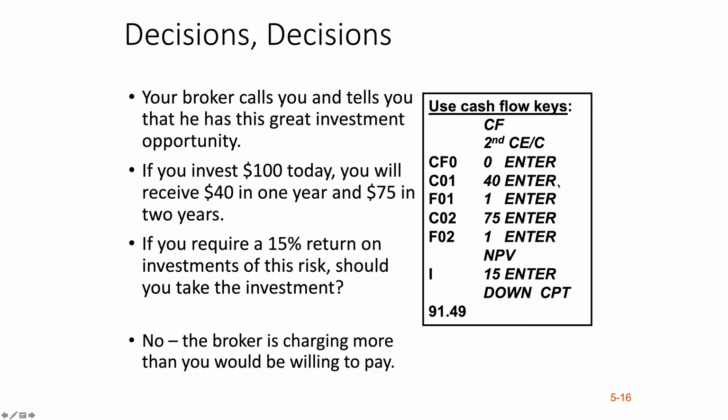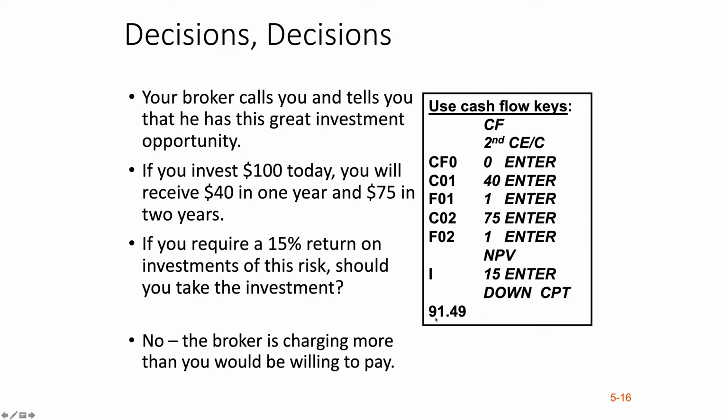The second cash flow is 75. Key in 75, then enter, register. Downward key, frequency is 1. So there are two cash flows, 40 and 75. Now how much is it worth today, the present value? You punch the NPV key, then given the interest rate 15%, enter 15, enter. Downward key, then compute. The NPV showed 91.49.